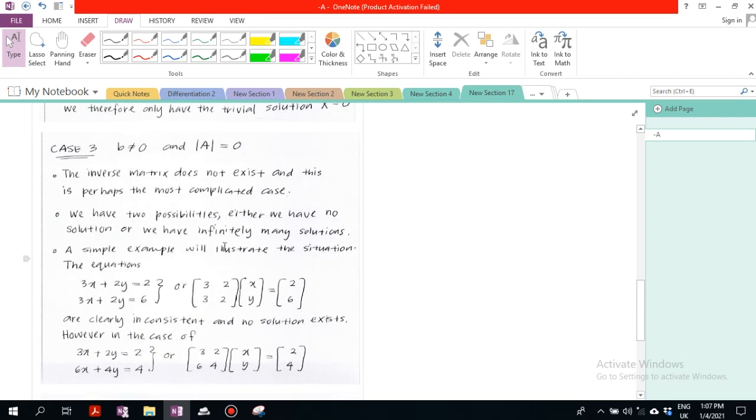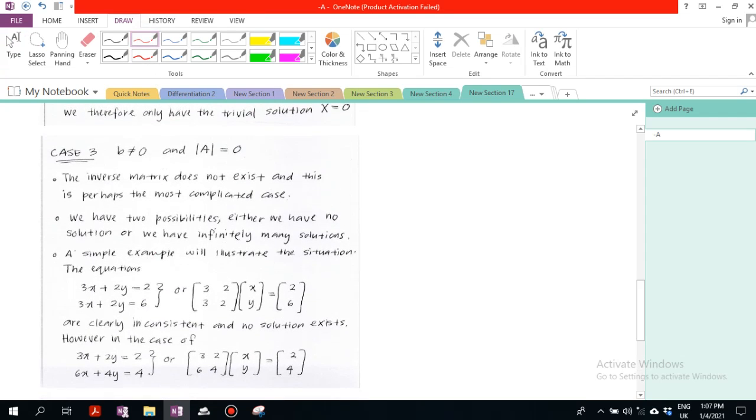Okay, for case number 3, when your b is not 0, you have A x equal to b. When b is not 0 and the determinant of A is 0, we know the inverse doesn't exist. So it's more complicated, and we have two possibilities: either we have no solution or we have infinitely many solutions.